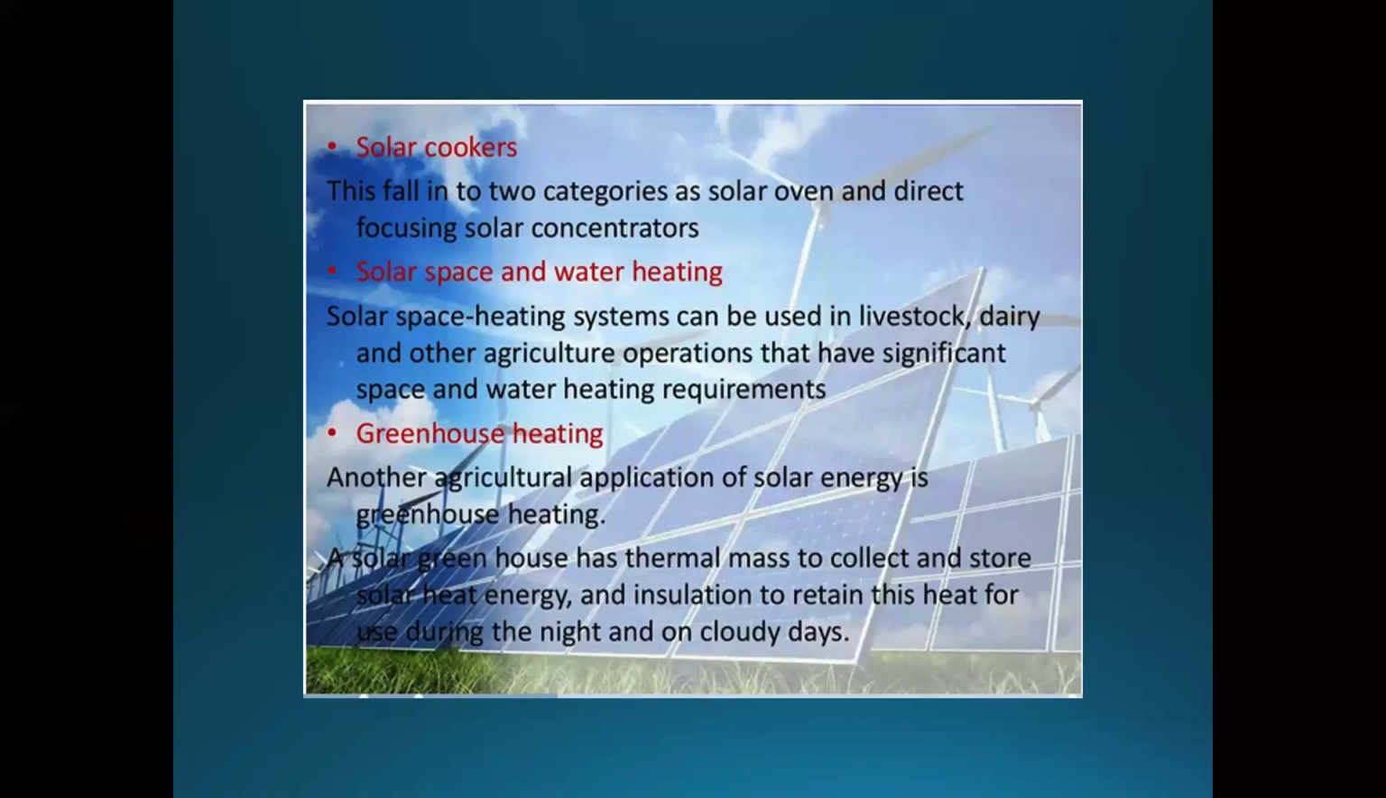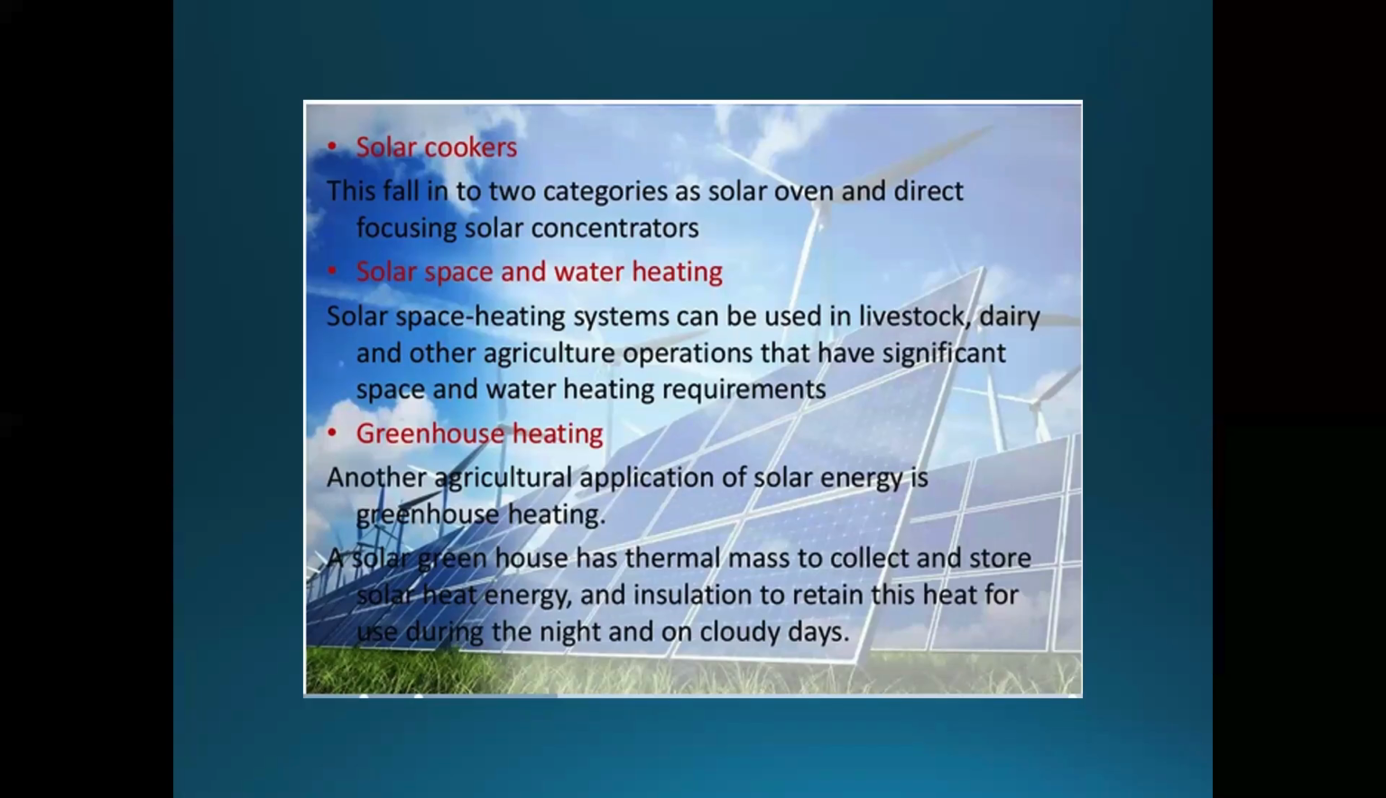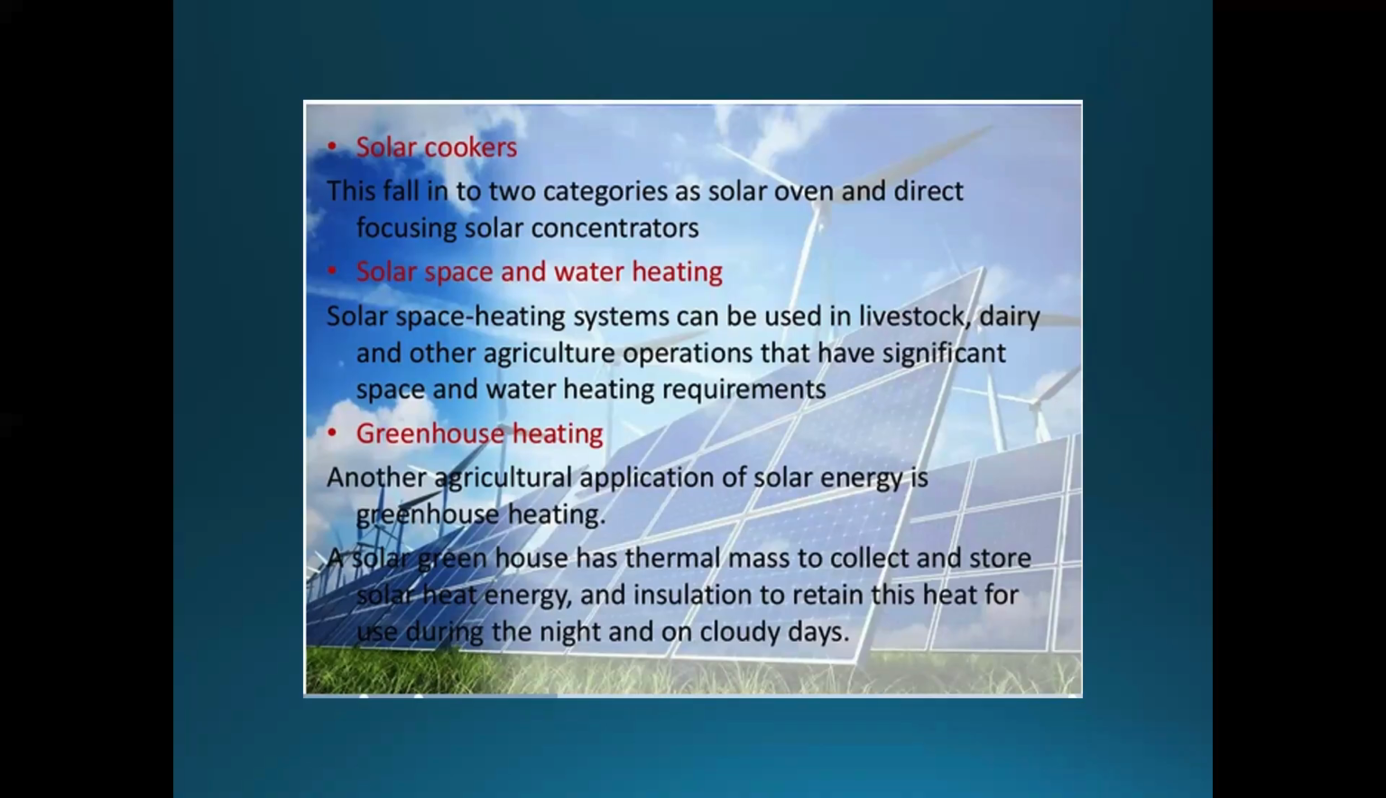So this falls into two categories, like solar oven and direct focusing solar concentrators. I have already shown you certain solar concentrators, the paraboloid concentrator and the cylindrical parabolic concentrator. We will study all of those in depth. Here it is an introductory lecture, where we will study its applications only.